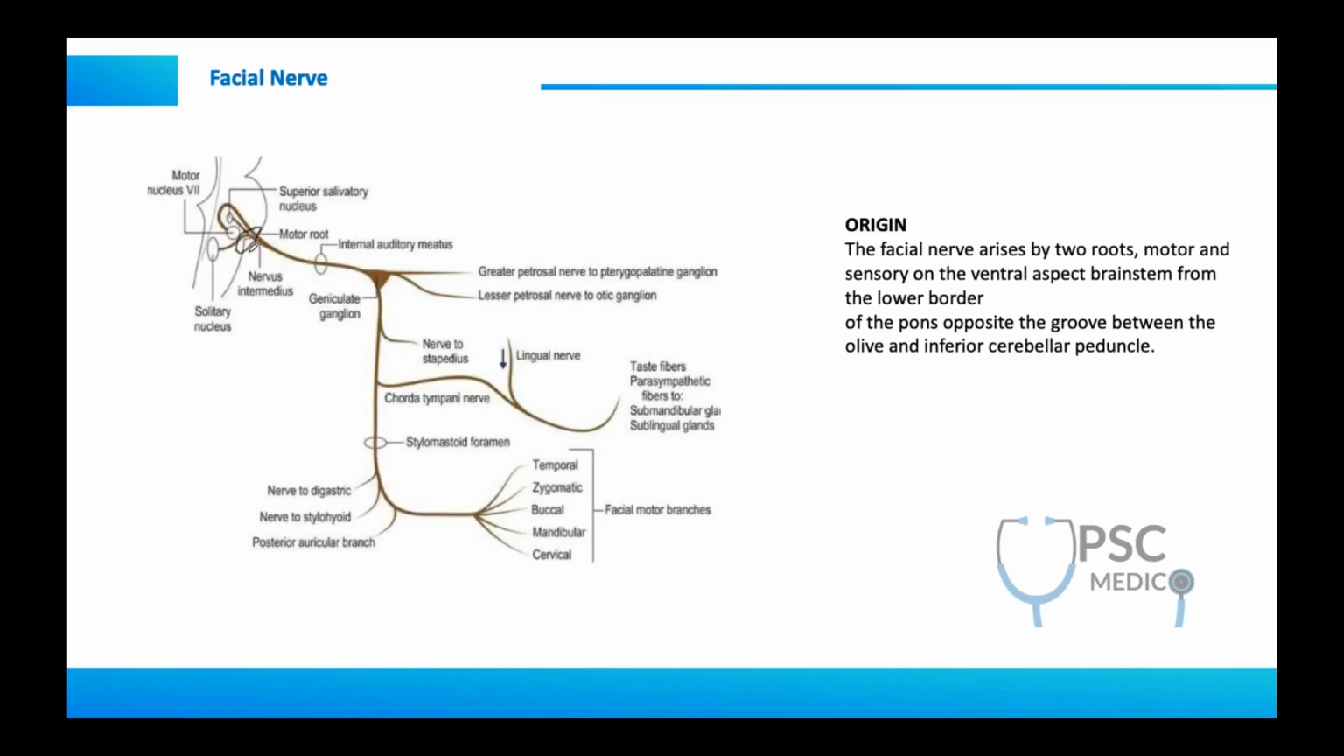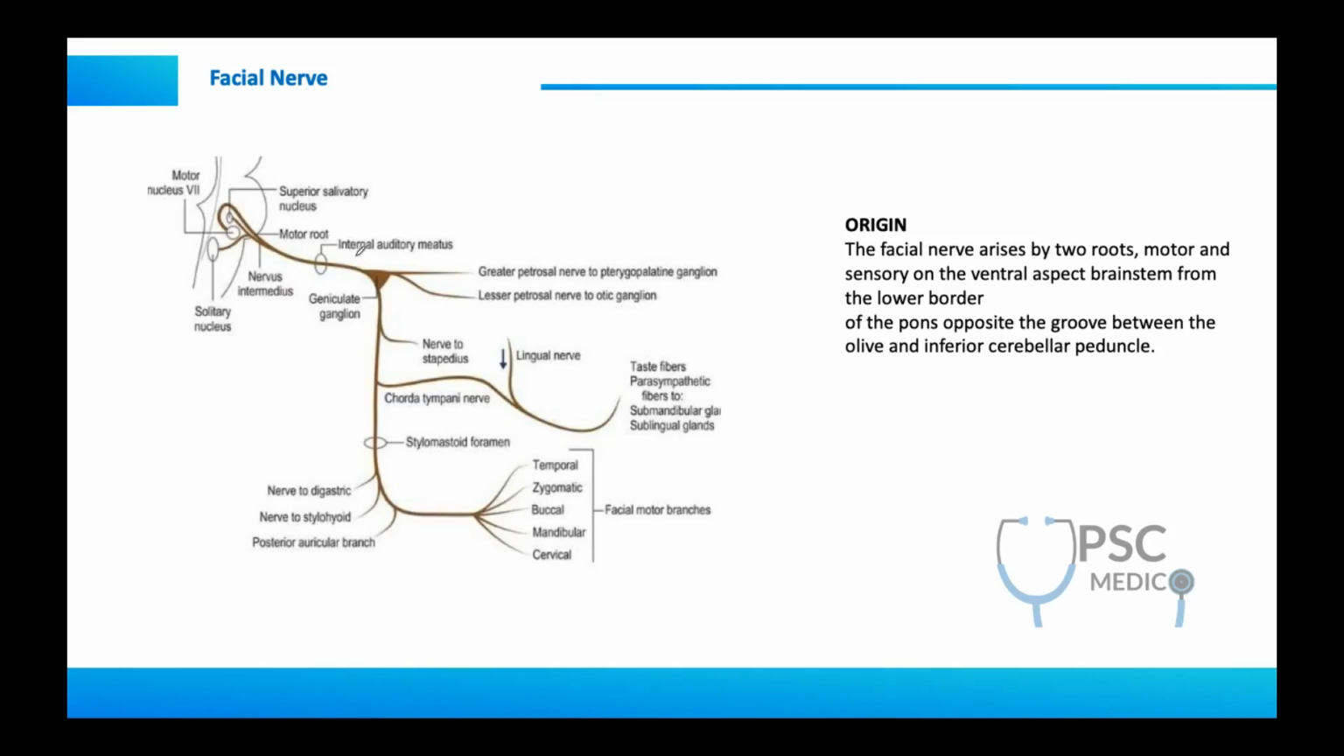And this groove which is located here is opposite, because around the brainstem we have cerebellar peduncles also, right? So from the cerebellar peduncle we have an olive and inferior cerebellar peduncle areas, and it is lying opposite to these areas. If you want to remember, it's well and good, or else you can just write that it arises from a groove in the lower border of the pons from the brainstem, that too on the ventral aspect, and we all know that it's a mixed nerve. So that's the reason we have both motor and sensory root.